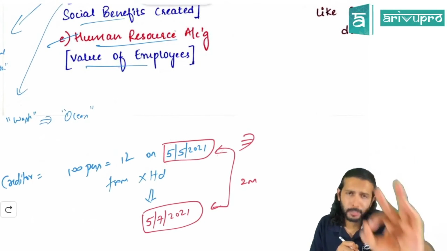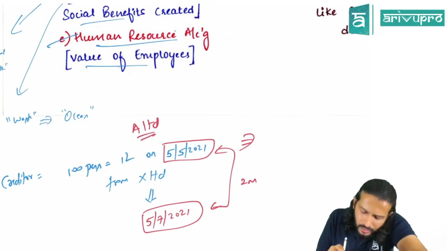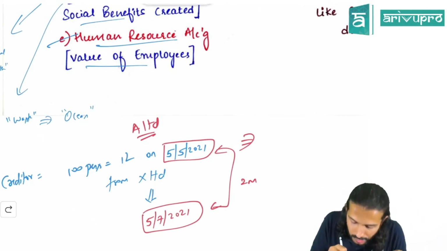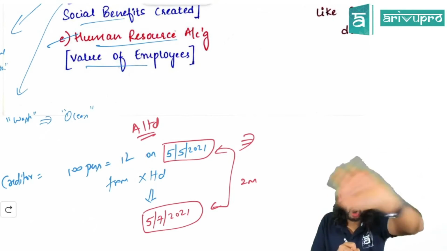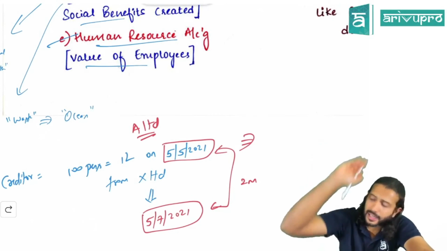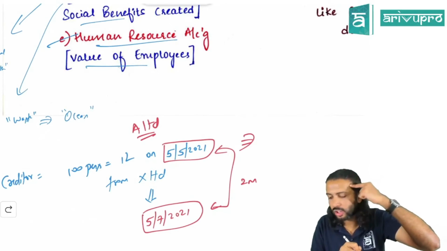On 5th May, let's say I am A Limited, that is the name of my company. Does A Limited have any liability on their head? They purchased the goods for 1 lakh, but they have not yet paid. They will pay it on 5th July, 2 months later. On 5th May, do they have any liability?